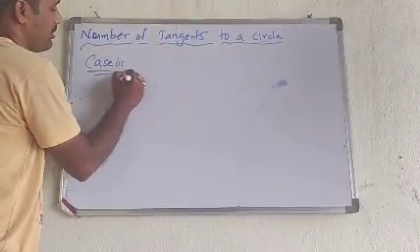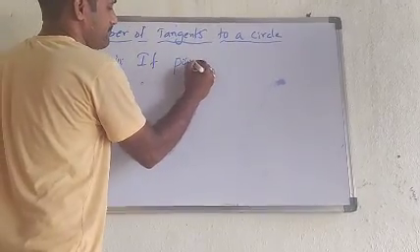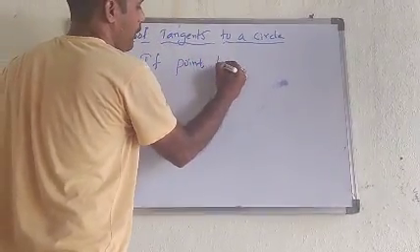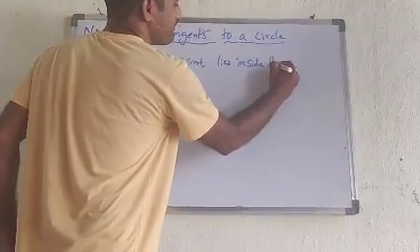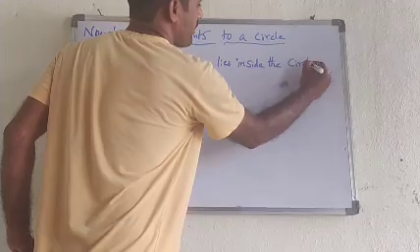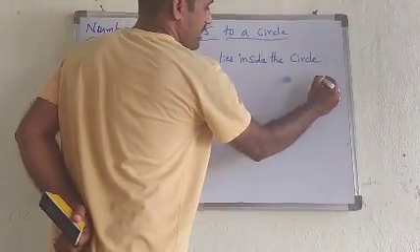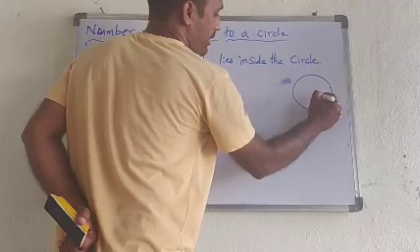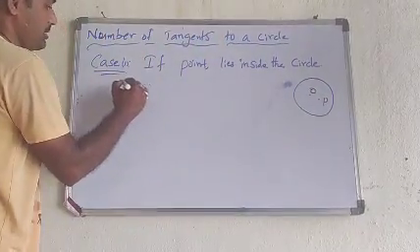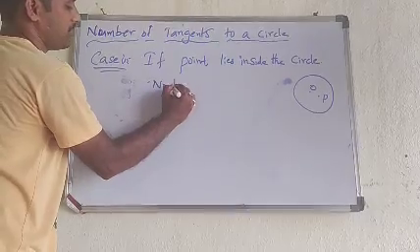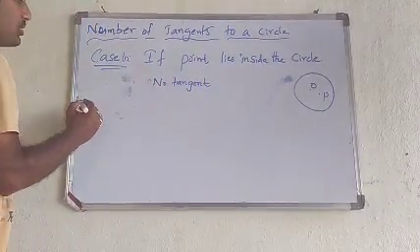Case 1, if the point lies inside the circle. So let us draw a circle first. If the point P is lying inside the circle, there will be no tangent. The number of tangents is 0. So in this case we cannot draw any tangent.